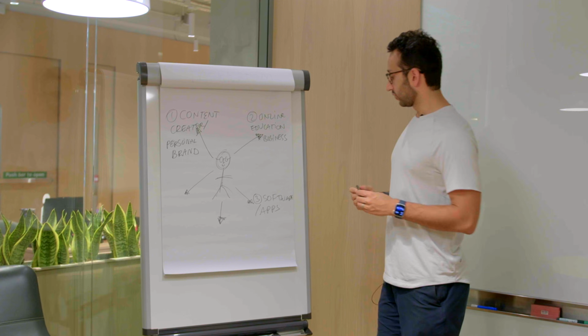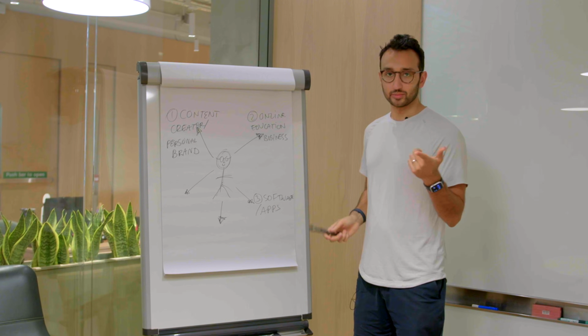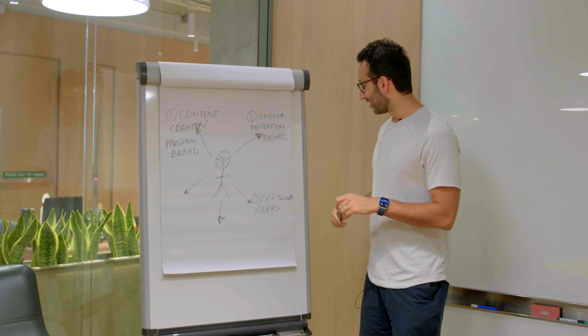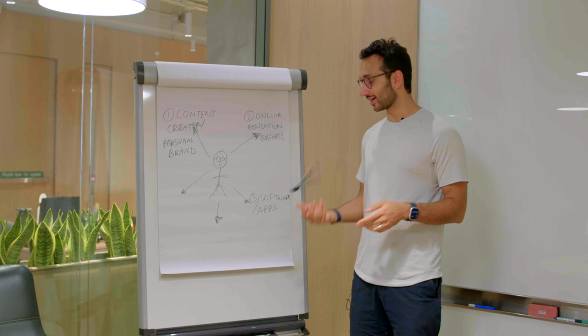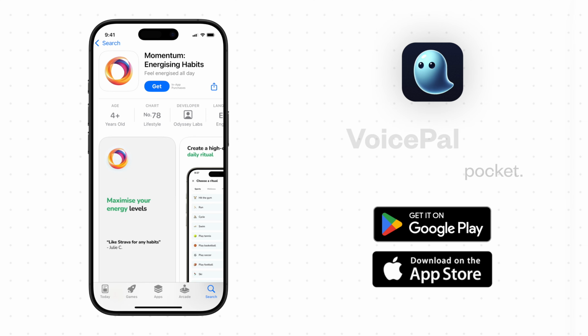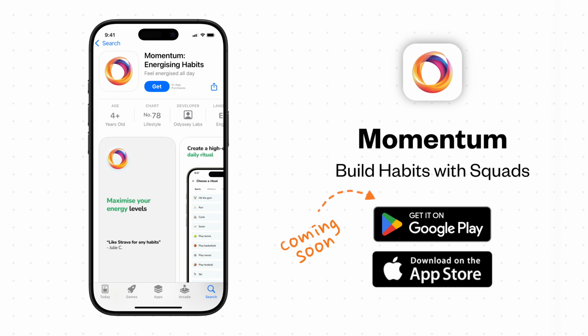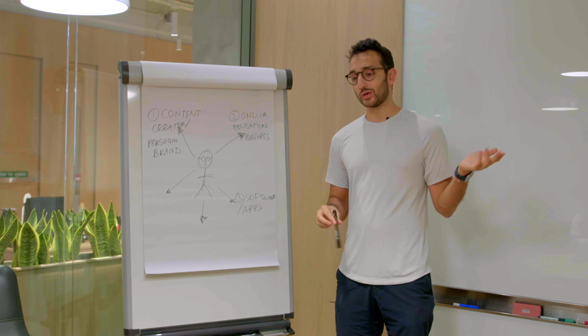The 3rd strand of what we do is that we are building a suite of productivity, personal development and creator apps. So far 2 of them, maybe 3 depending on when you're watching this, are public. The first one is Voicepal that we talked about. We made that about a year ago. The second one is an app called Momentum, which we launched a couple of weeks ago. That's a habit tracker with accountability squads built in to help you stay consistent with energizing habits.